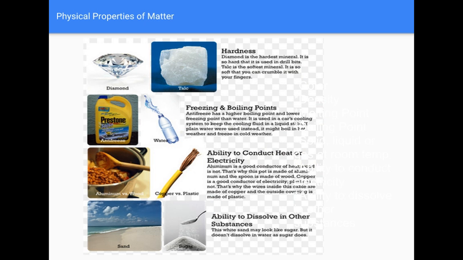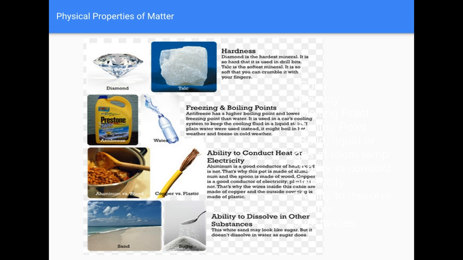So some other physical properties of matter would be how hard it is. So hardness is something that is a physical property. We know that diamond is the hardest material and talc is some of the softest. What the freezing point and boiling points of materials are, that's a physical property. Whether it can conduct heat or electricity. So for example, we know that copper can conduct electricity and plastic can't.